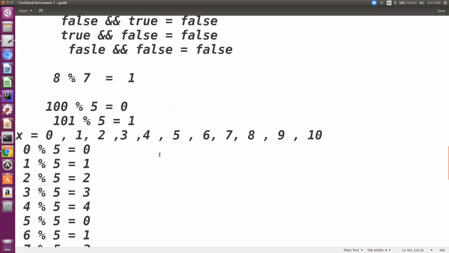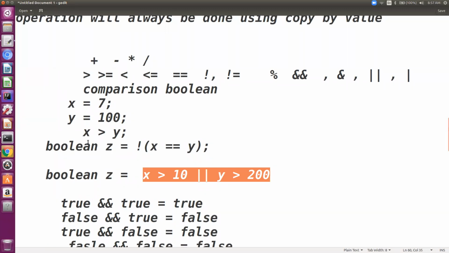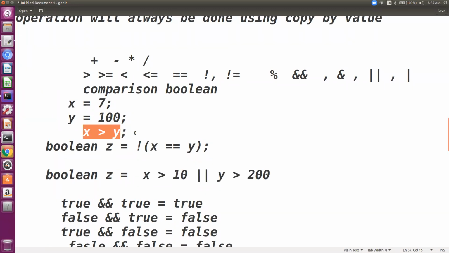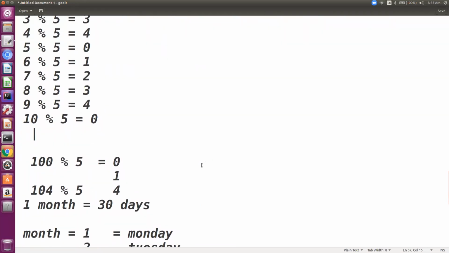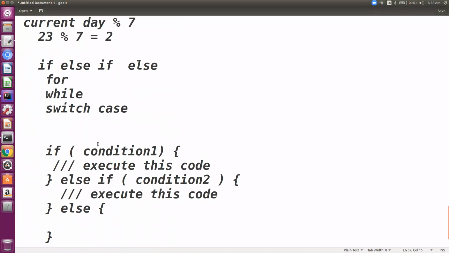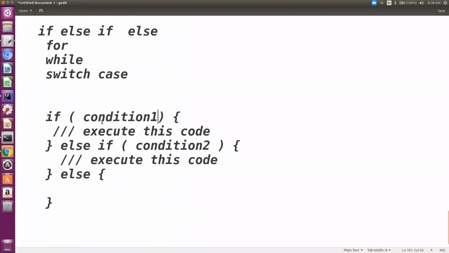What is an expression? We call an expression anything like this, or this, or a plus b, or x greater than y. These are called expressions, which would normally deal with more than 1 variable and some mathematical operator, a greater than b, a plus b, etcetera. So here condition 1 is any expression which is going to evaluate to Boolean, true or false. For example, here x greater than y.